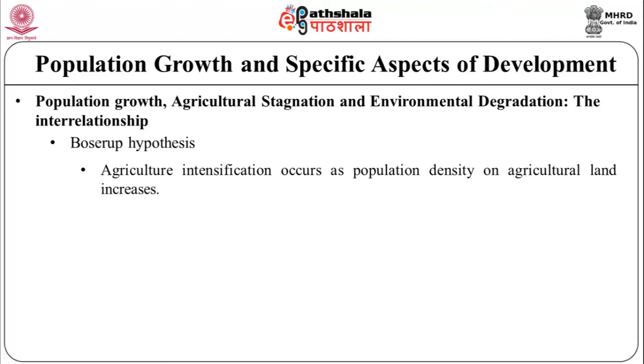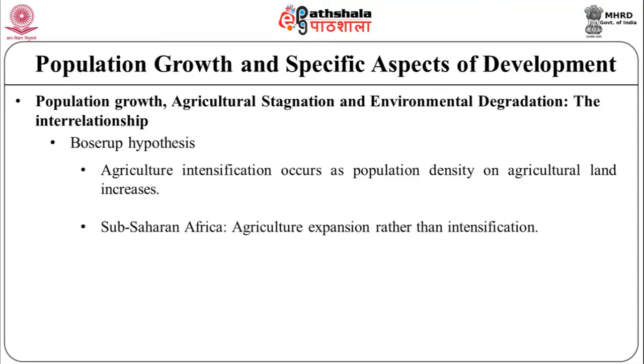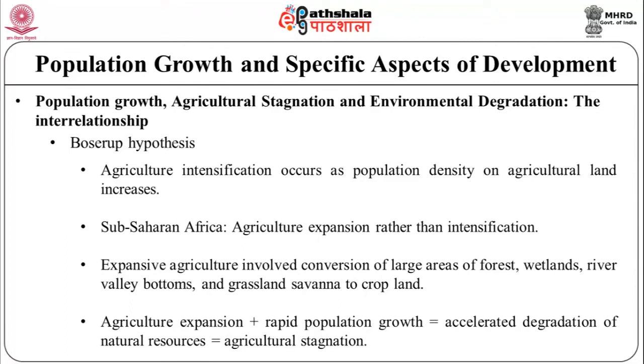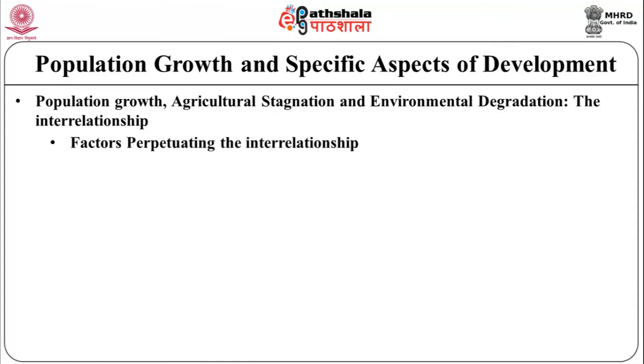Agriculture intensification occurs as population density on agricultural land increases. In sub-Saharan Africa, there is agriculture expansion rather than intensification. Expansive agriculture involves conversion of large areas of forest, wetlands, river valley bottoms, and grassland savanna to cropland. Agriculture expansion plus rapid population growth equals accelerated degradation of natural resources, which equals agricultural stagnation. Now let us discuss the factors perpetuating the interrelationship.